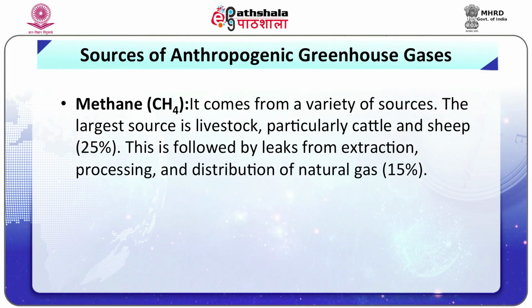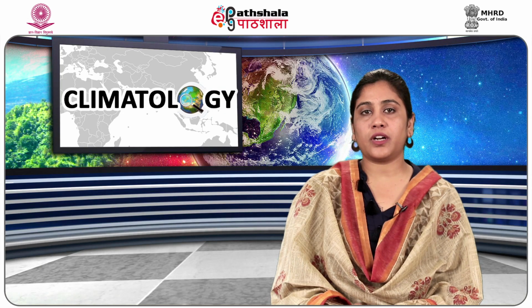Methane, also called CH4, comes from a variety of sources. The largest source is livestock, particularly cattle and sheep, about 25%. This is followed by leaks from the extraction, processing and distribution of natural gas, which is 15%. Other important sources are rice cultivation, which is 12%.